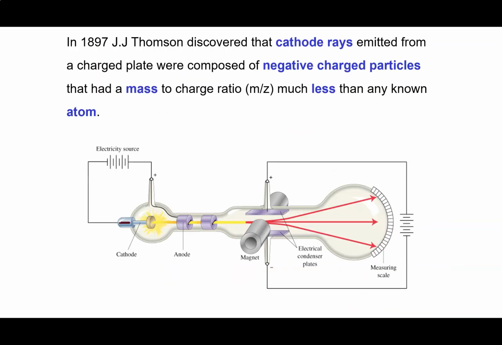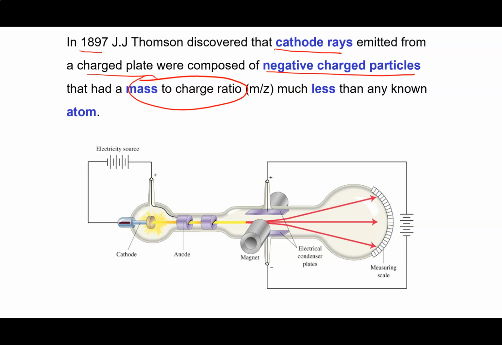So as I mentioned, this was all happening right around the beginning of the 20th century. In 1897, J.J. Thomson discovered through the use of cathode ray tubes that cathode rays, and I'll explain what they are in a moment, that are emitted from a charged plate were made up of negatively charged particles. He couldn't figure out exactly what the mass and the charge of these particles were, but he could figure out the ratio of the mass to the charge, and it was found to be a lot less than anything that had ever been observed for any known atom.